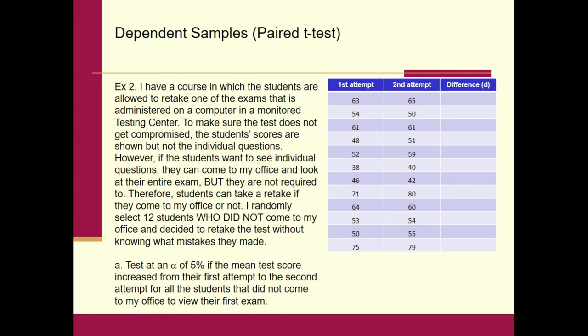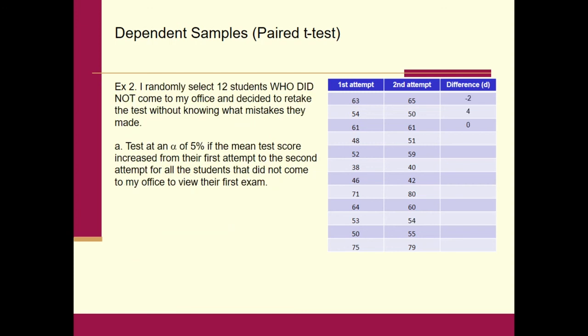If the test score increased. Okay, so now let's take a look here. Here are our differences. I started filling them in. So I got a -2 for the first one, 4 for the second one, 0 for the third one. So what did a -2 mean? A -2 actually meant that from their first attempt to the second attempt, their score increased. Negative means increased.